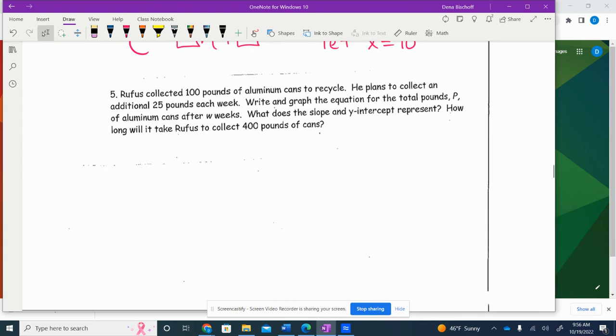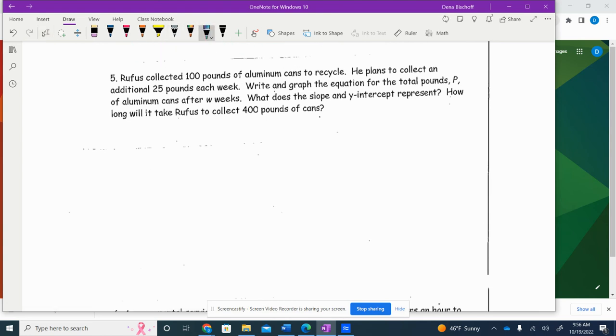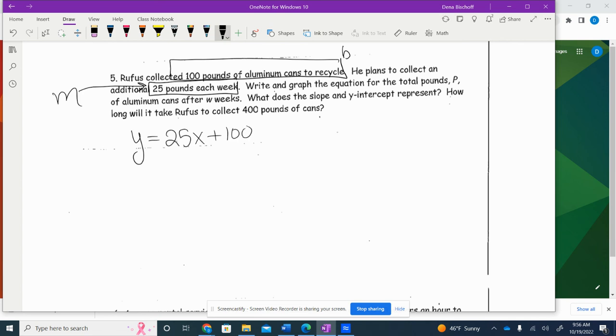Number 5, Rufus collected 100 pounds of aluminum cans to recycle, and he plans to collect an additional 25 pounds each week. So this is my beginning amount, and this 25 each or per, that's my slope. So y equals 25x plus 100. I'm translating this into P, the total pounds, equals 25 times the number of weeks plus 100. So it asks you, what does the slope represent?